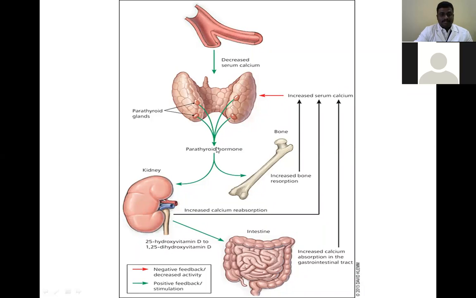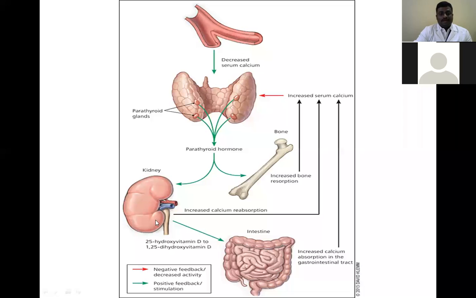Parathyroid hormone also acts on the kidney. When parathyroid hormone acts on the kidney, more calcium reabsorption takes place. So the calcium that is filtered into the kidney is not excreted but is reabsorbed, and then enters the blood for regulation.